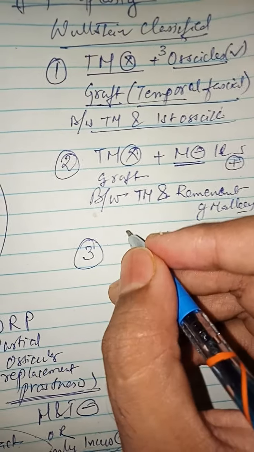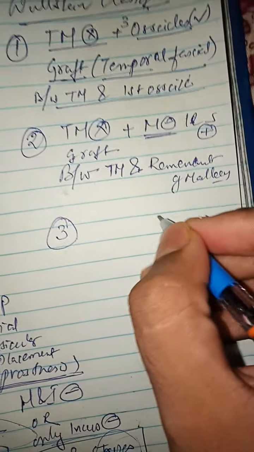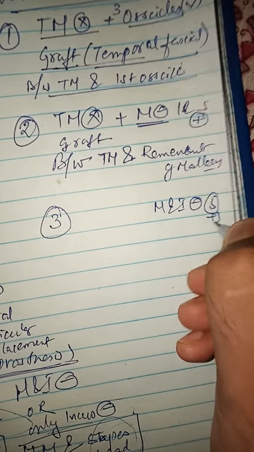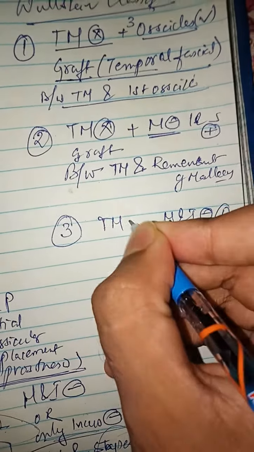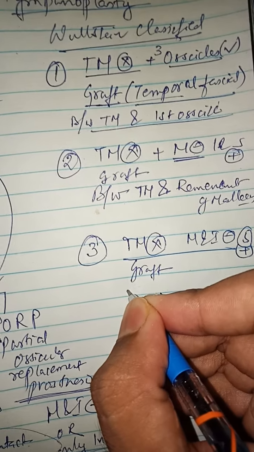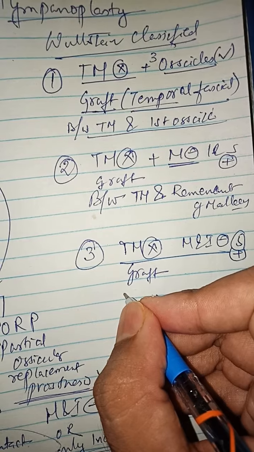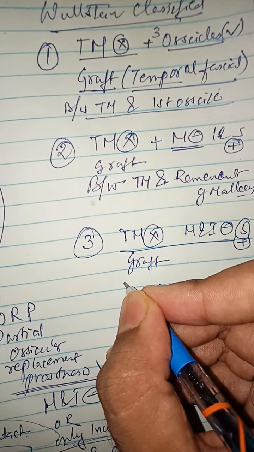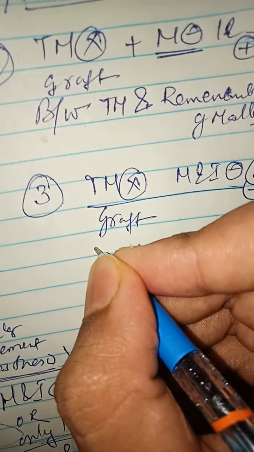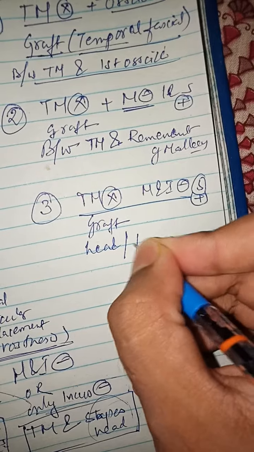In type 3, the malleus is eroded along with the incus. So malleus and incus both are absent. Only stapes is present. Tympanic membrane is not there. So you have to place the graft, that is of temporal fascia, with the third ossicle. That means with the stapes, either the head or the footplate of the stapes.